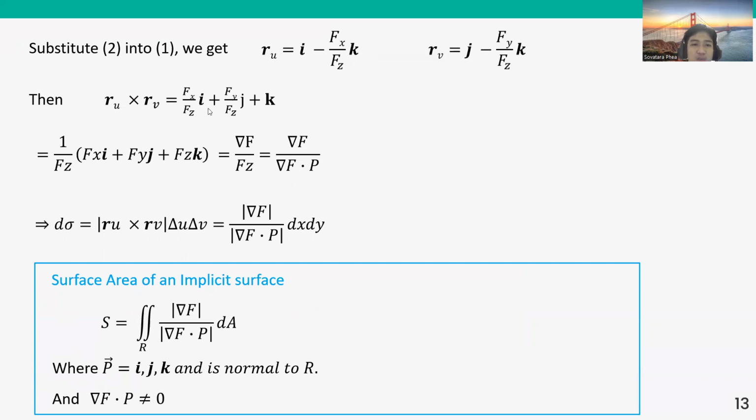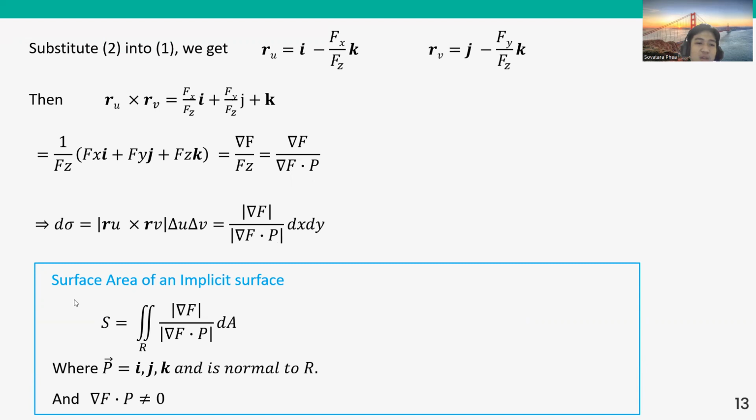And then we have to use the cross product between the partial derivative r over u and r over v. So we get here gradient f over fz. And fz, as you can look at the previous slide, we know that it's equal to gradient f scalar p. So we get this answer, and we have to substitute. So dσ equals the absolute value of partial derivative r over u cross r over v times the chain of u times the chain of v. So it equals the absolute value of gradient f over the absolute value of gradient f scalar p dx dy.